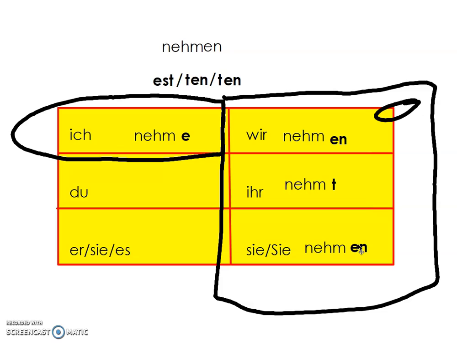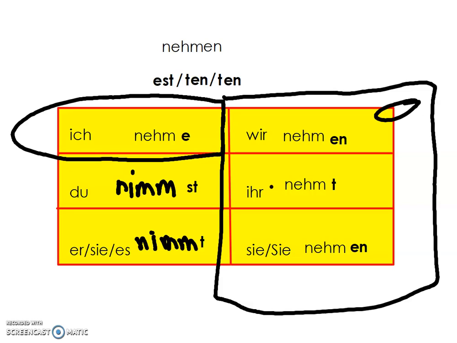Now, for the du form and the sie, es form, there's not merely a vowel change that happens here. We have more than a vowel change going on. So we will fill in our st and our t endings here. And then if you're practicing your forms of these, the conjugated forms of all of your irregular verbs on Quizlet, you'll be able to know that it's not du nehmst, but it's actually du nimmst. And then sie, es nimmt. So they actually follow a similar pattern. You just have to memorize these patterns.